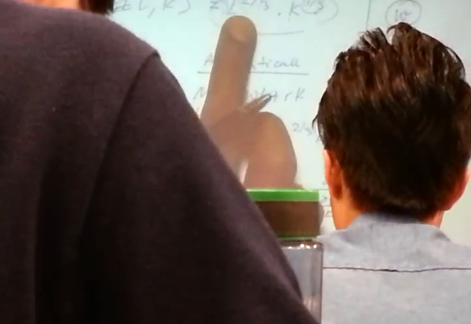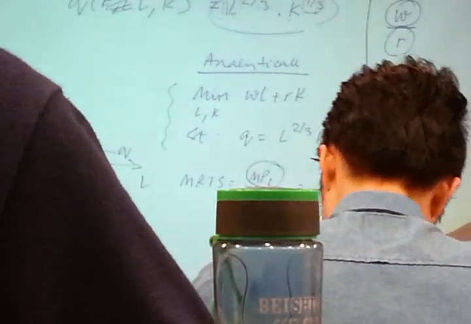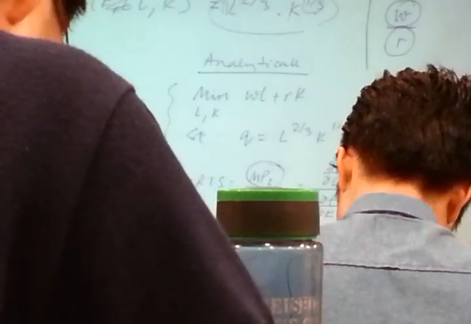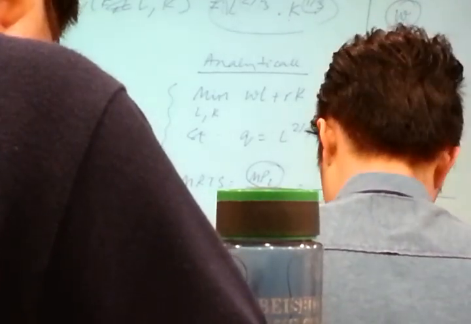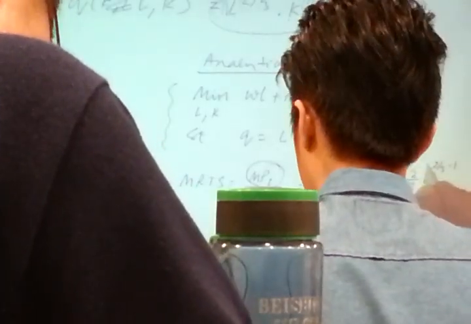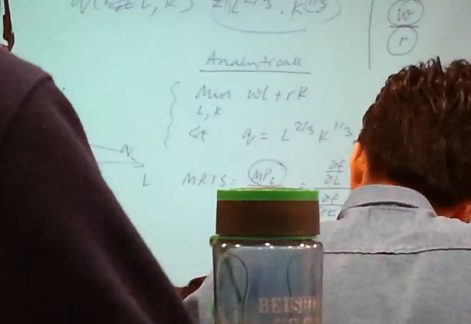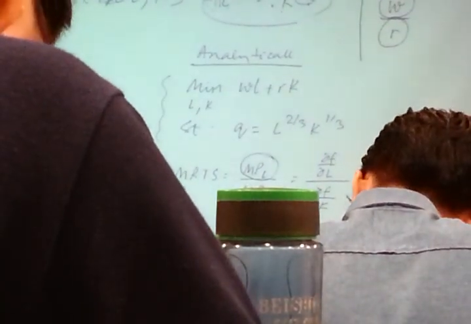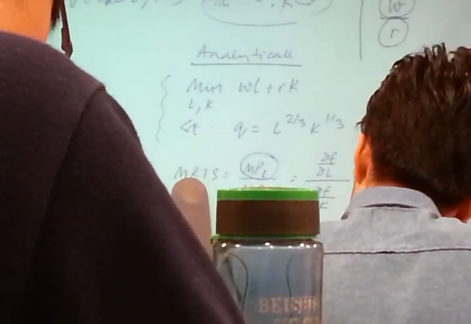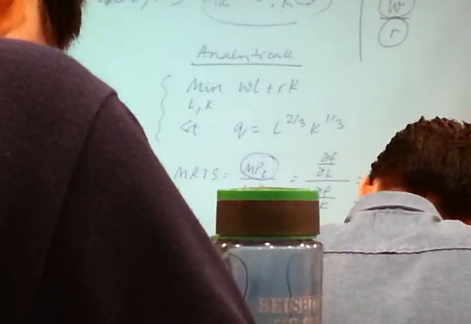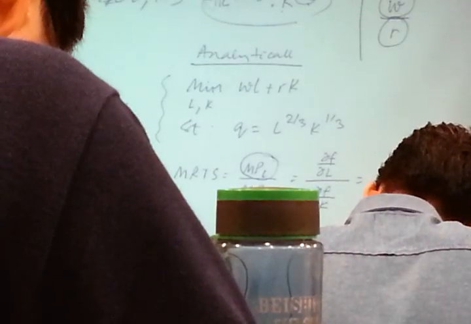K^(1/3) L^(2/3 minus 1), and if I differentiate my production function with respect to capital, I will get L^(2/3) times 1/3 K^(1/3 minus 1), which is K^(-2/3). Okay, got it. This is my MPL, and the MRTS is MPL over MPK. Let me simplify. Always simplify. It's much easier.